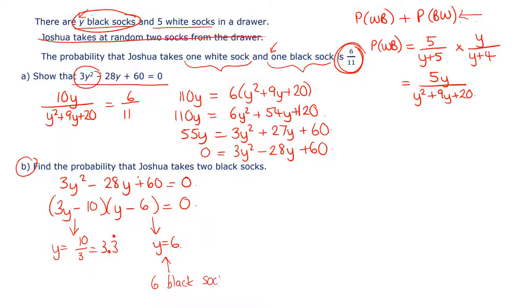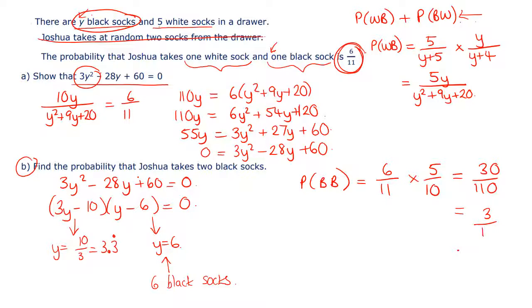Now, the question didn't want to know that, it wanted to know the probability of taking 2 black socks. So the probability of taking your first black sock is 6 out of, in total we've got 6 plus 5, which is 11. And then the second time, if we've already taken one of those out, it's going to be 5 over 10, which is 30 over 110, which is 3 over 11.